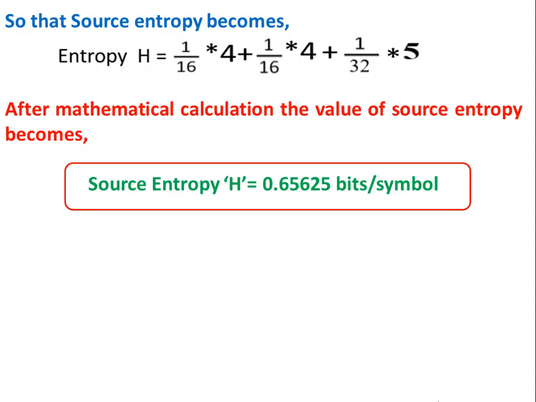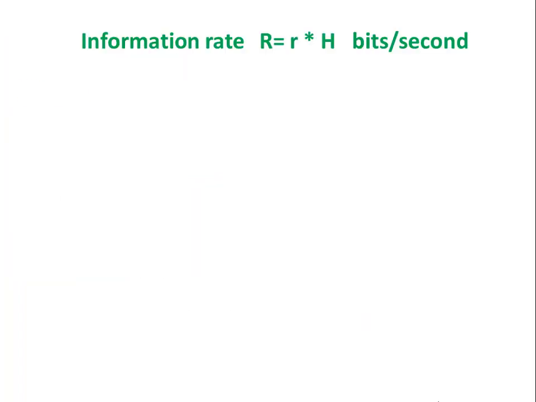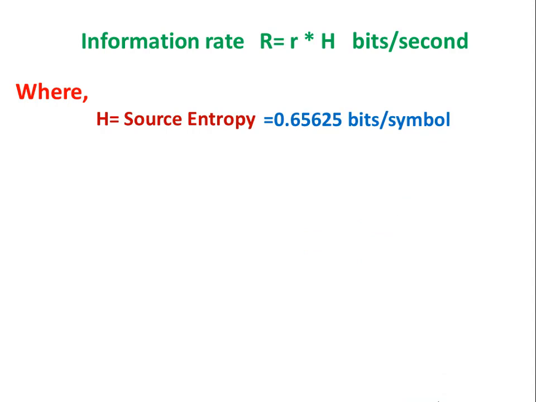Next, we have to solve for the value of information rate, which can be calculated as R is equal to r into H, the unit of information rate being bits per second. In this equation, we know that H is called source entropy and the value of source entropy which I have calculated is 0.65625 bits per symbol. Similarly, we know that r is equal to symbol rate.